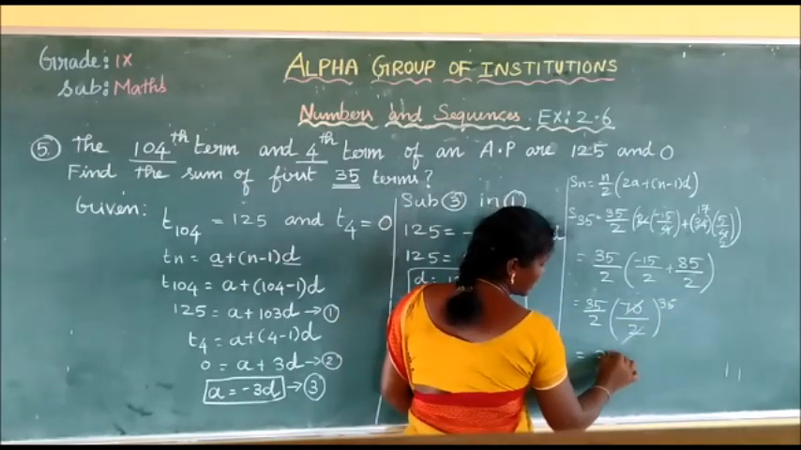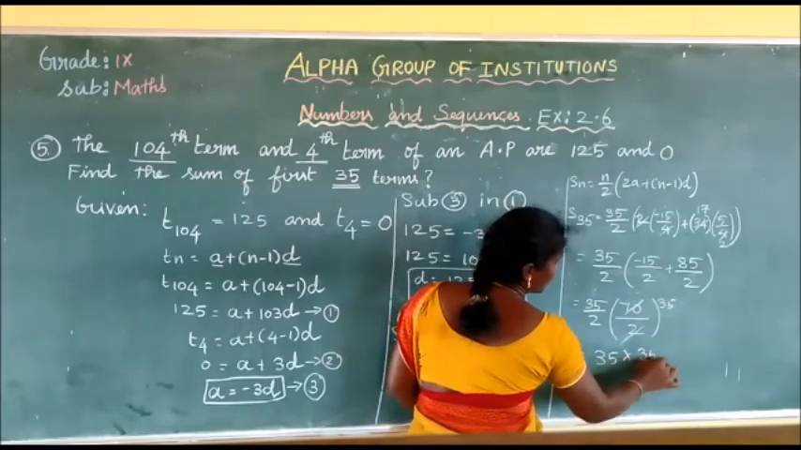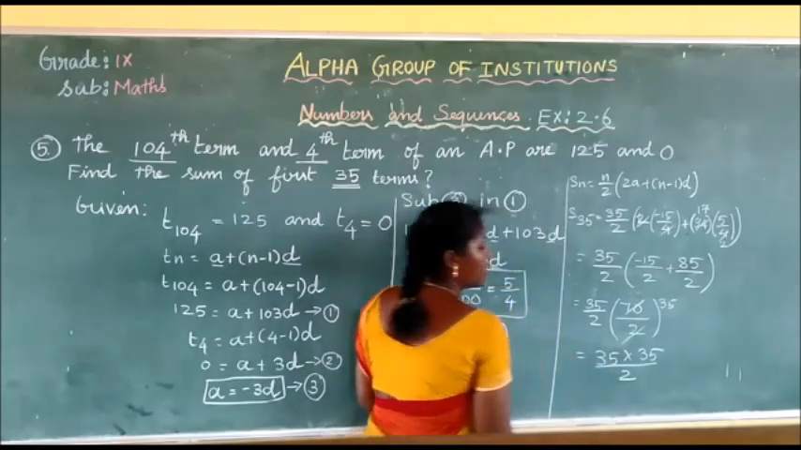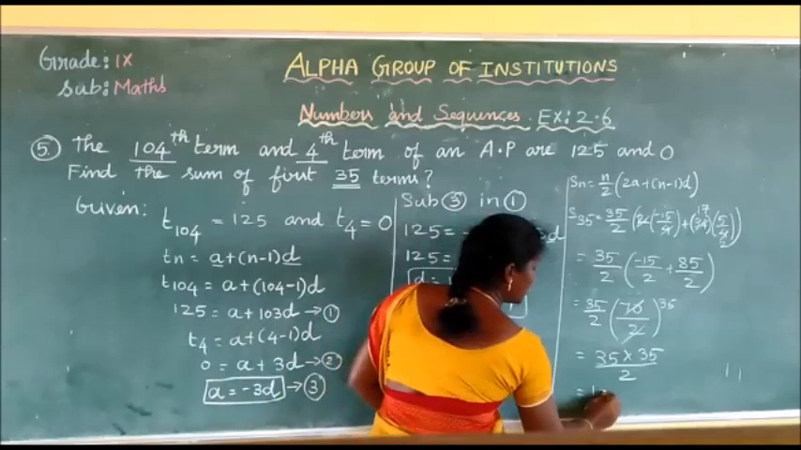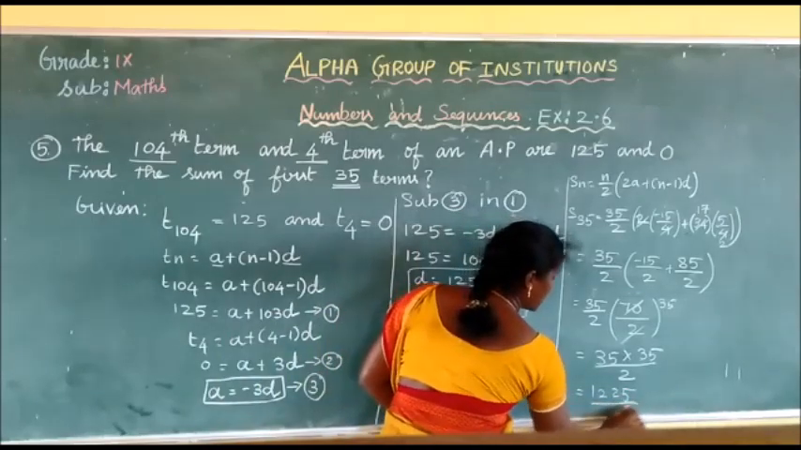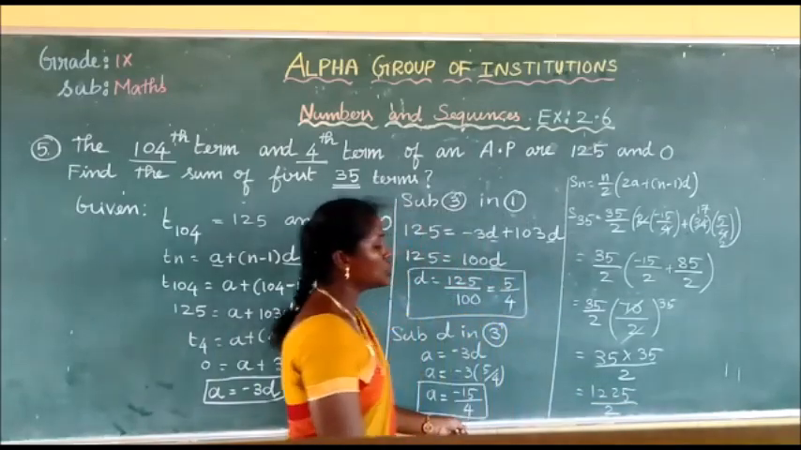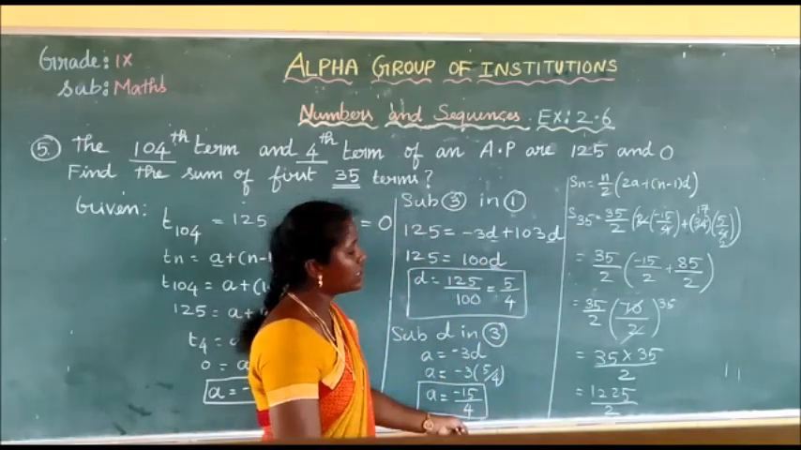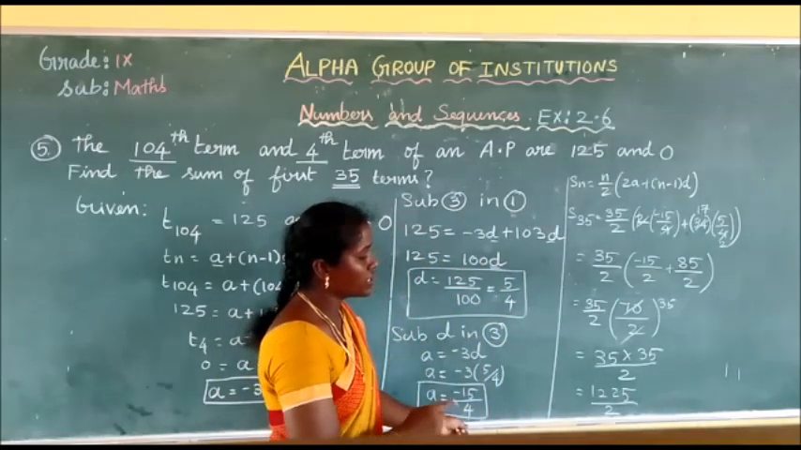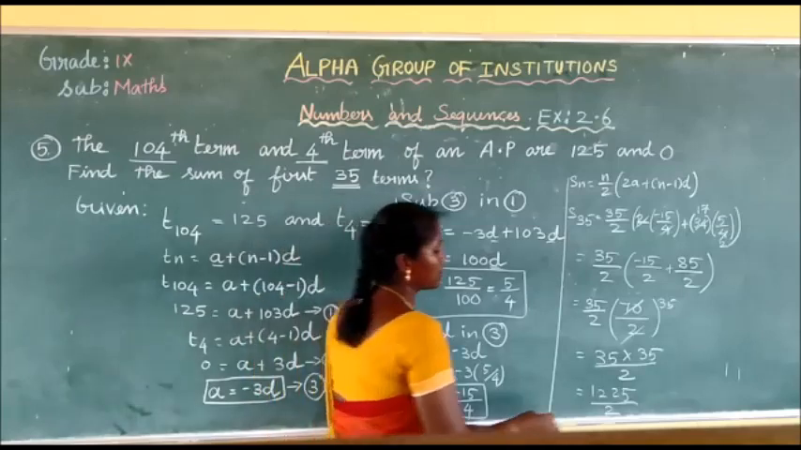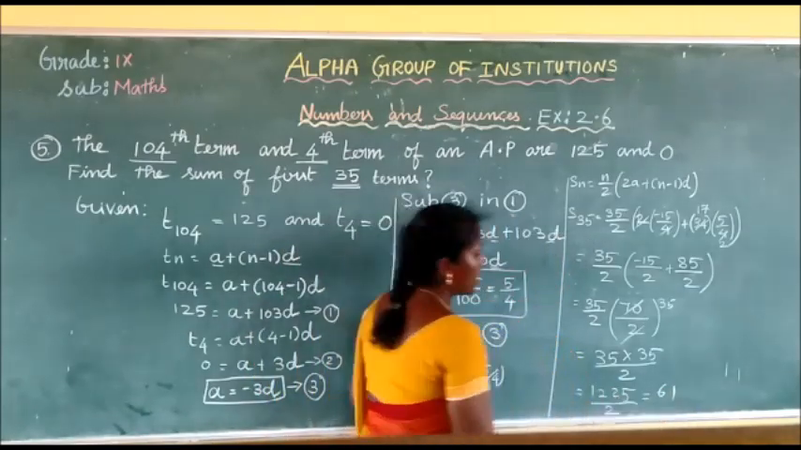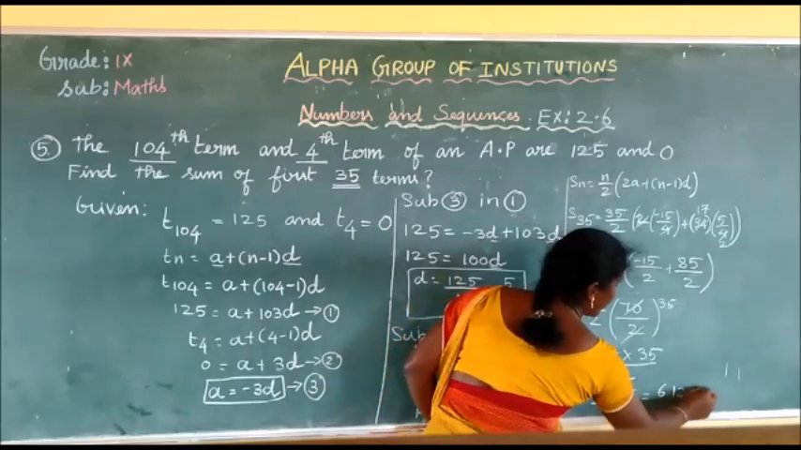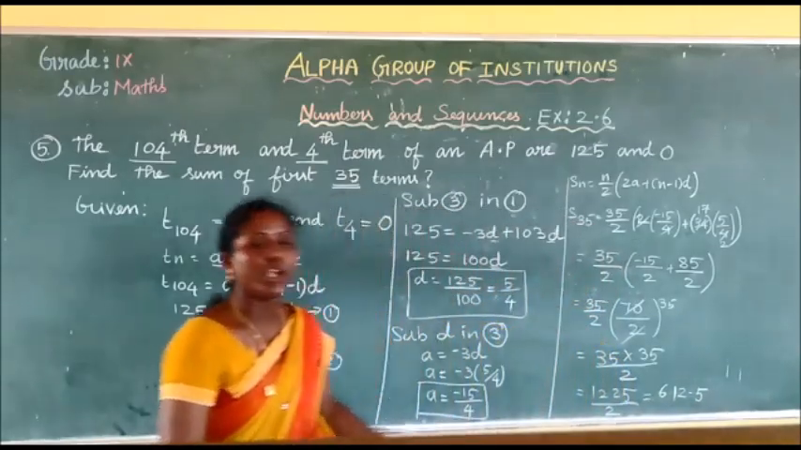That is, we got the answer as 35 into 35 by 2. If you multiply 35 into 35, what is the answer? 1225 by 2. We got the answer 1225 by 2. If you simplify by 2, what is the answer? 612.5.